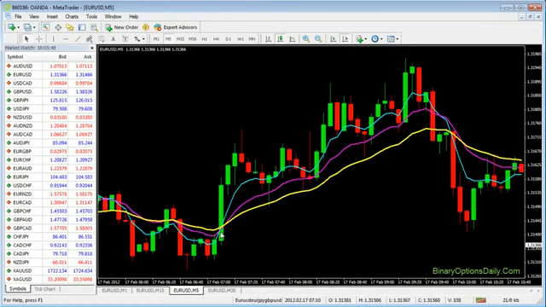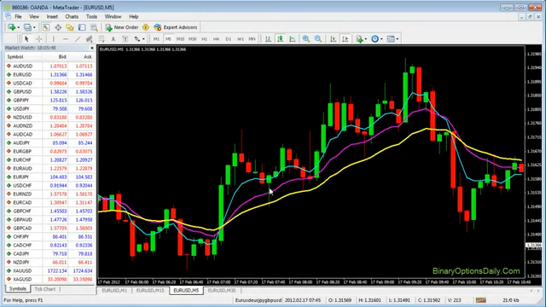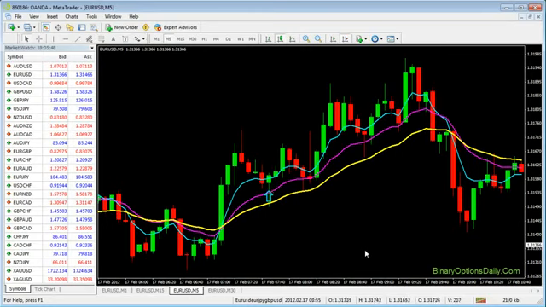As you can see right here, as soon as they both crossed the 26-period moving average, what I'm looking for to take an entry with binary options is waiting for price to retrace back down, also known as a pullback, to around the 14-period moving average. I'm going to go ahead and add an arrow right here just so you can see what I'm talking about.